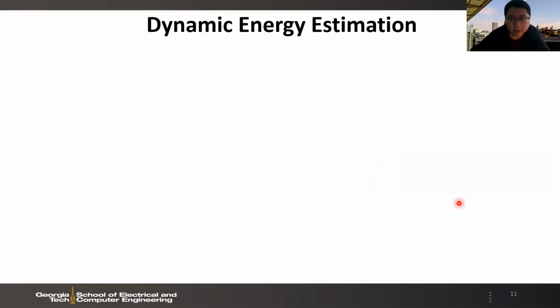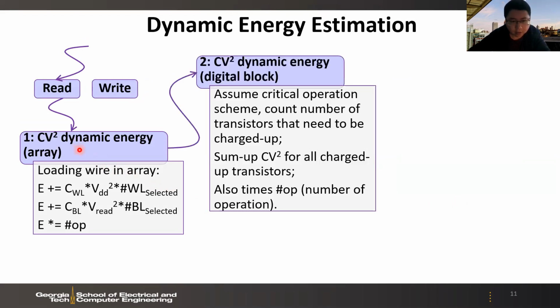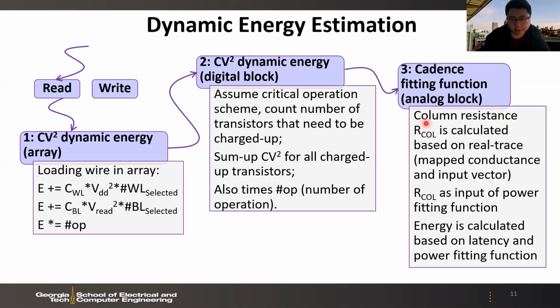And then dynamic energy estimation. So we will do the CV square for the digital operations and consider the array parasitics as well, especially the parasitic RC, parasitic C. And then we're going to sum up all the CV square for the digital operations. And then for the analog operation, if you have some DC paths from VDD to ground, then we have to consider the static energy. So we need to do some SPICE-level simulations again to calibrate that.